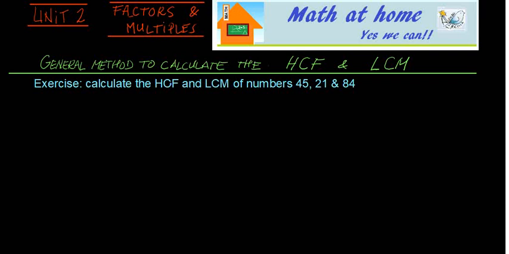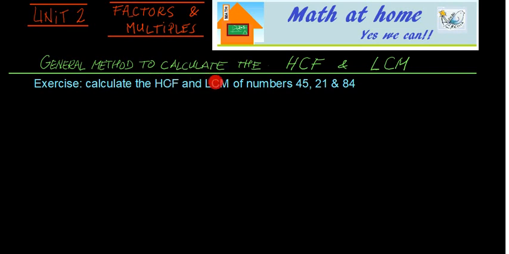Now we are calculating the highest common factor and lowest common multiple of, for example, these three numbers. As you know, the first thing we have to do when you have to do the highest common factor and lowest common multiple is to do the prime factor decomposition of the three numbers. So let's start with number 45.